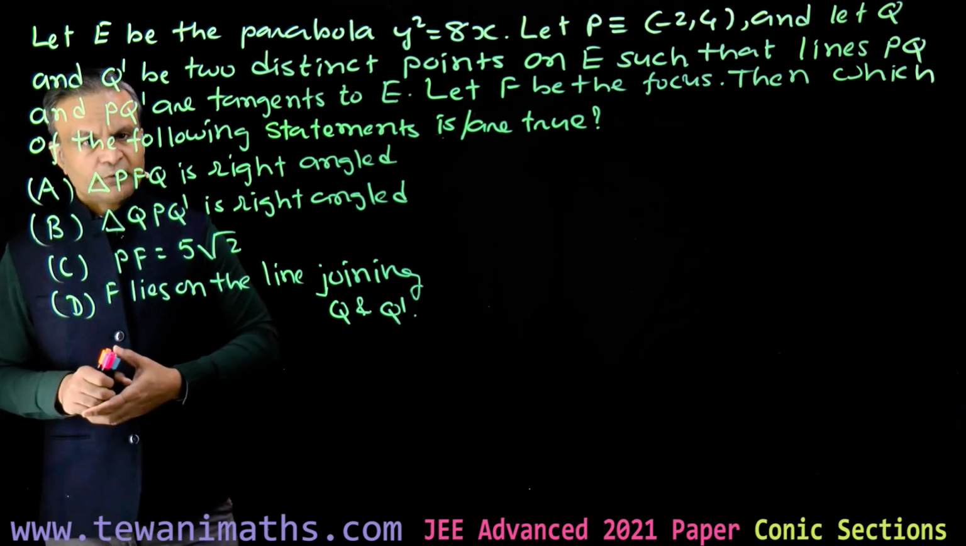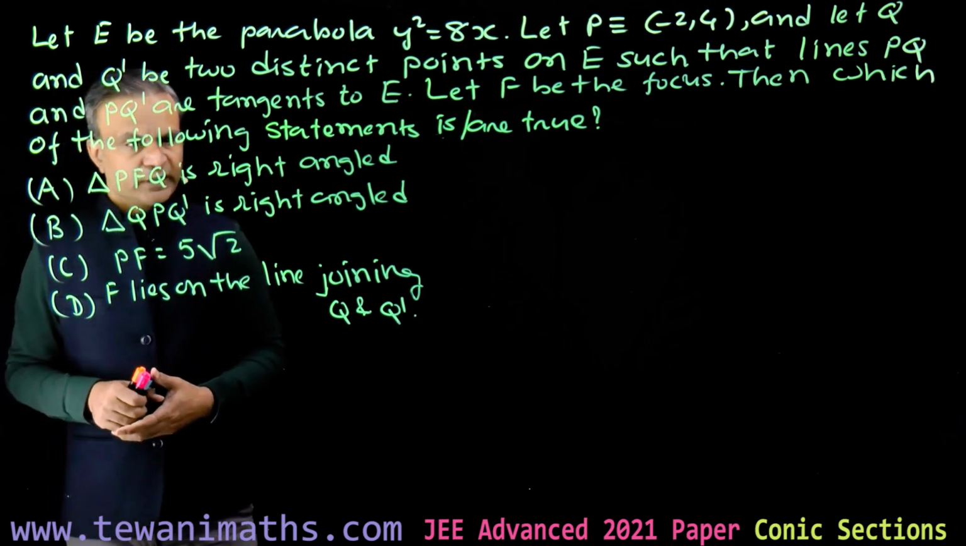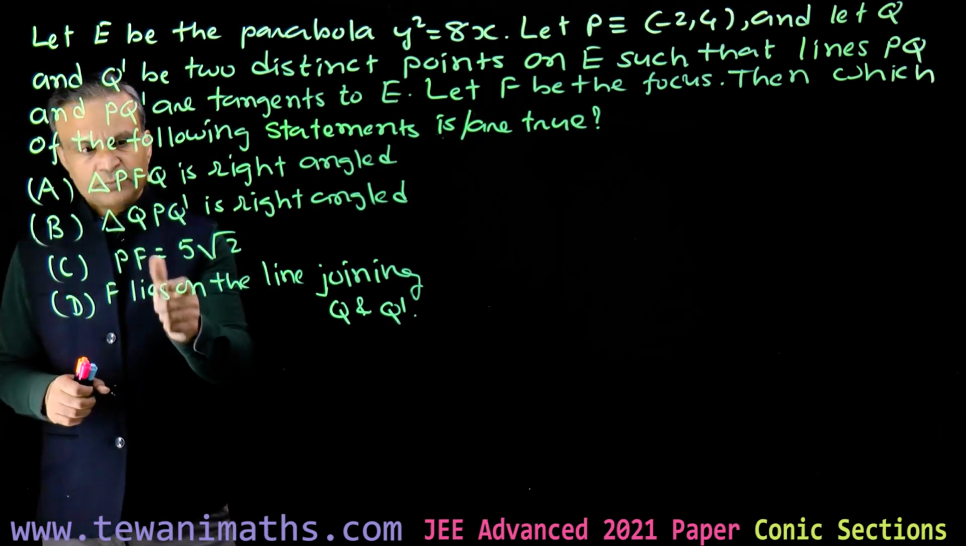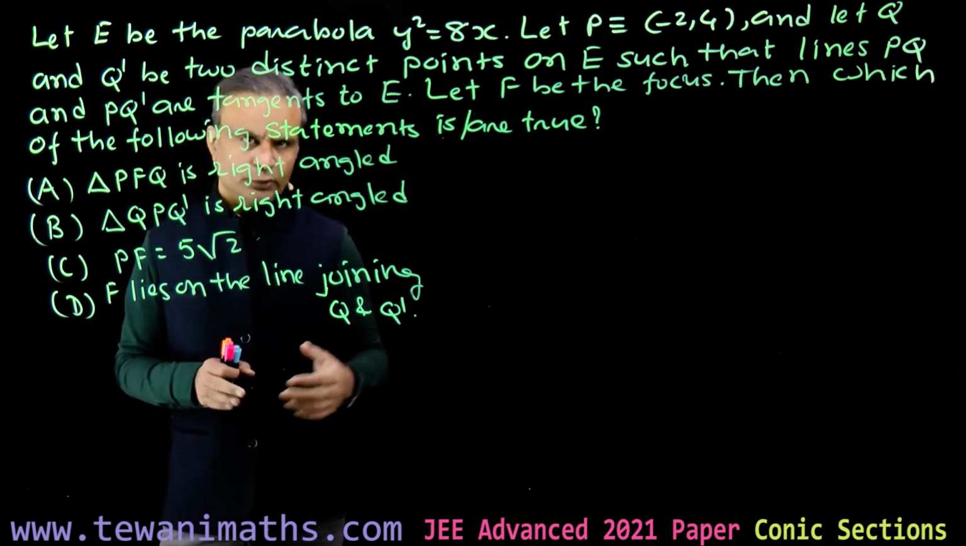Statement A, triangle PFQ is right angle. Statement B, triangle QPQ dash is right angle. Then statement C, PF is 5√2. Statement D, F lies on the line segment joining Q and Q dash.